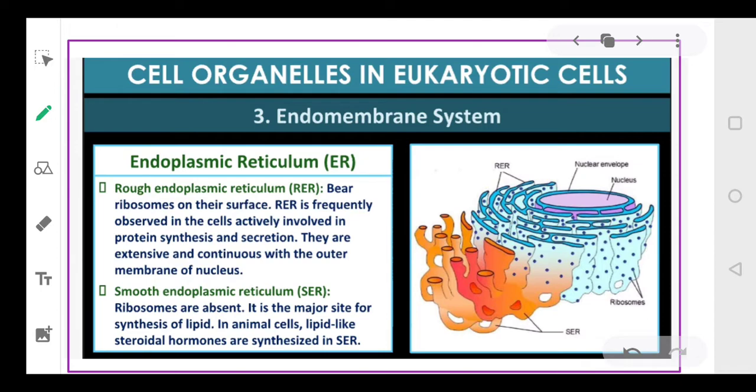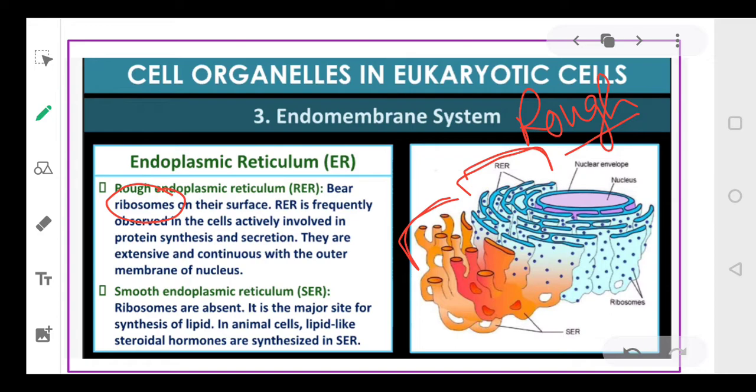Coming to the rough endoplasmic reticulum. See, this portion is your rough endoplasmic reticulum. This portion is your smooth endoplasmic reticulum. Now the rough endoplasmic reticulum, the name suggests it is rough. The surface of the endoplasmic reticulum is rough because it contains ribosomes. Endoplasmic reticulum जो है उसका surface rough होता है क्योंकि उसके surface पर ribosomes present होते हैं. And because of the presence of ribosomes, the surface becomes rough and we call it a rough endoplasmic reticulum.